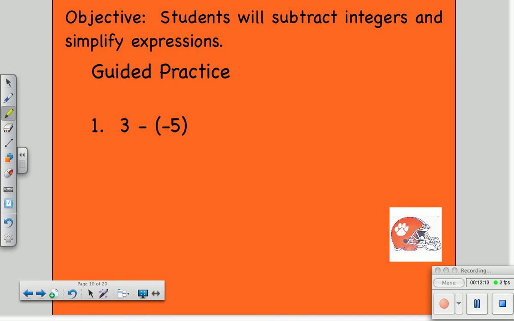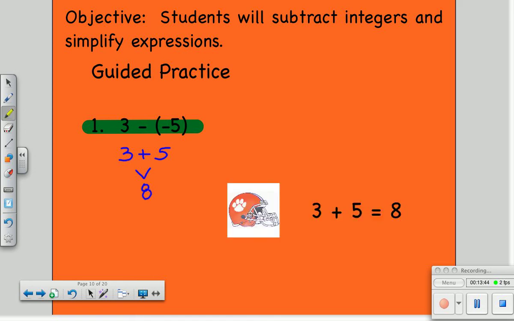Here's your guided practice. Number 1. I'm highlighting this just to remind you, please write down the problem as well as the answer. 3 minus negative 5. So we're going to first change the subtraction to addition, and then we're going to change the negative 5 to the opposite of what it is. So the opposite of negative 5 is just 5, and 3 plus 5 is 8. So we should have gotten an answer of 8.